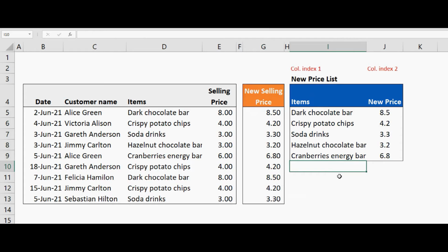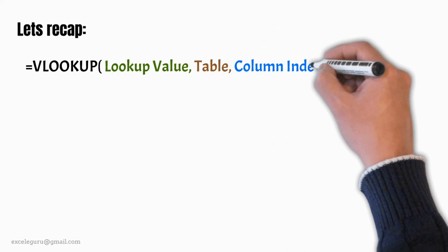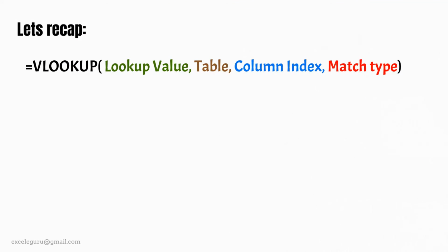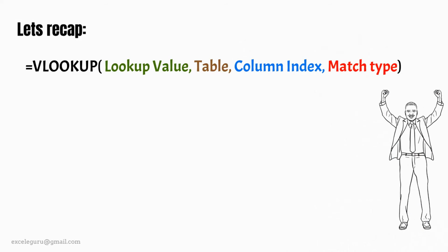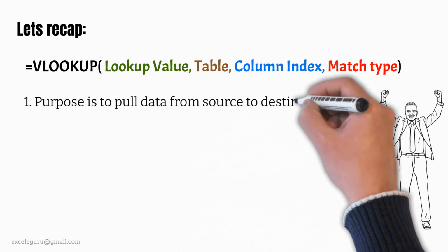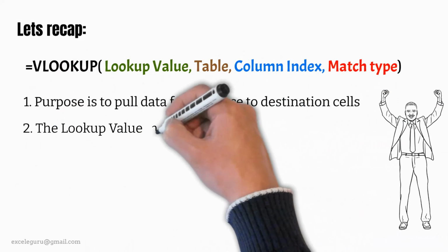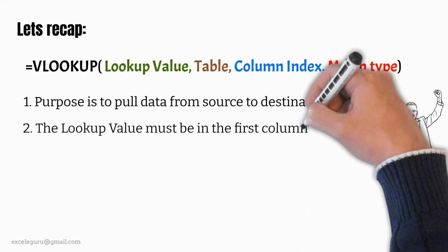Let's do a quick recap. Vlookup formula may look daunting at first as it has many components in the formula. But once you understand the logic, you will find it easy to remember. Always remember that the purpose of the formula is to pull, or extract data, from one place to another, based on a lookup value. The lookup value must always be in the first column of the table.